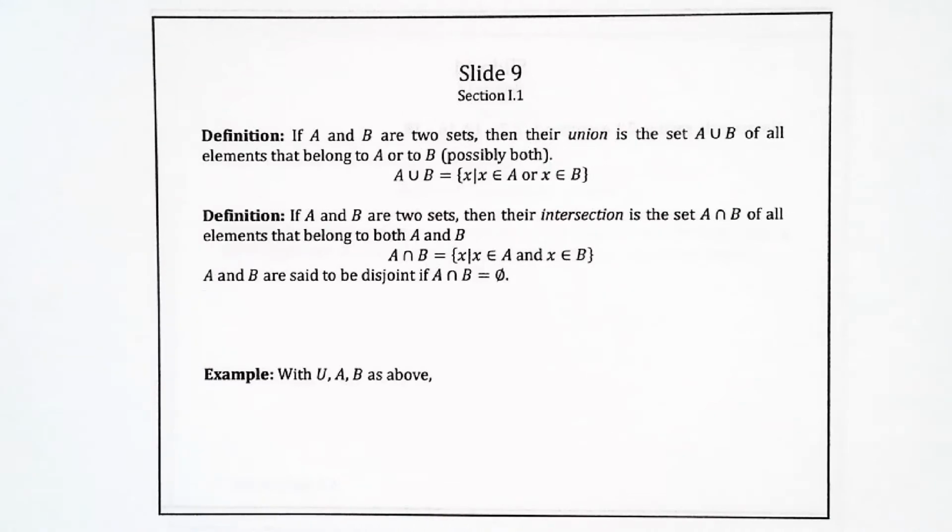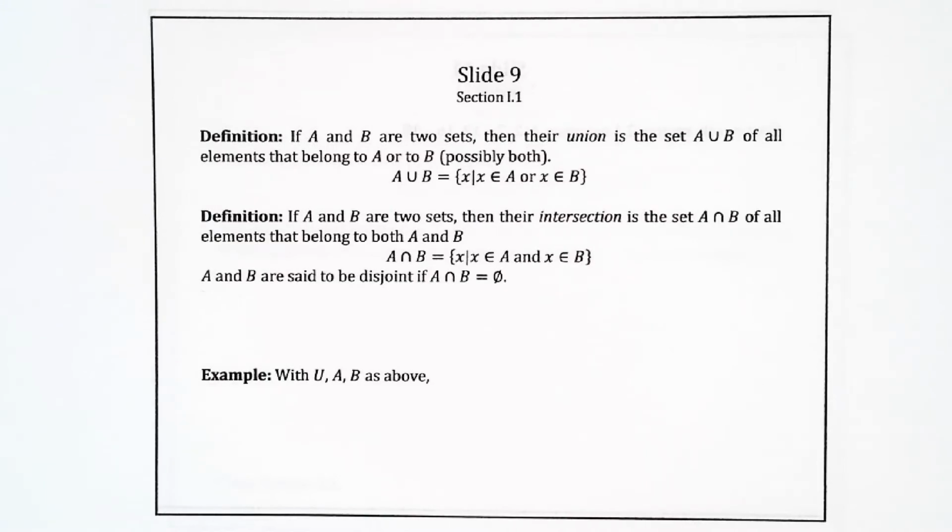This is the third mini lecture for section 2.1 of the textbook. We're going to continue our discussion of set operations. We had just talked about the operation of the complement. Now let's talk about the union and the intersection.